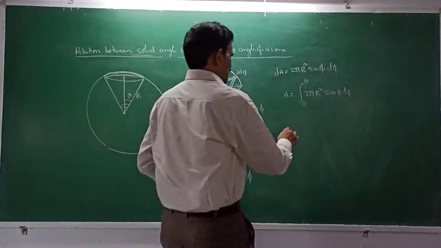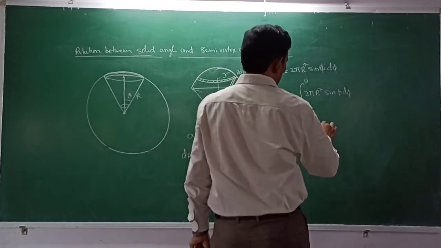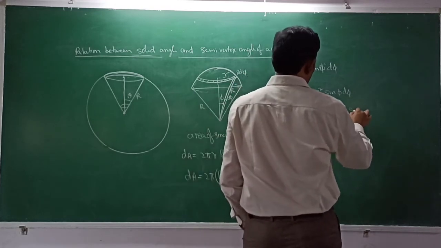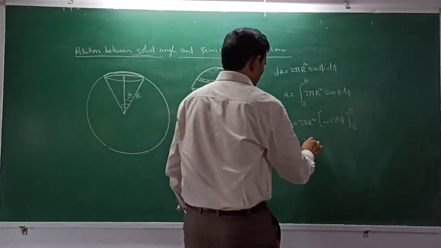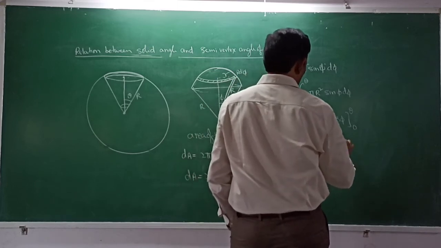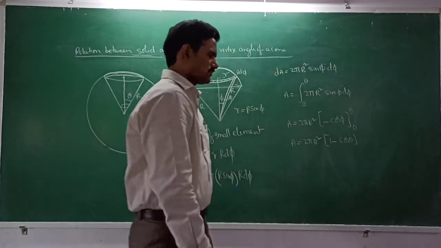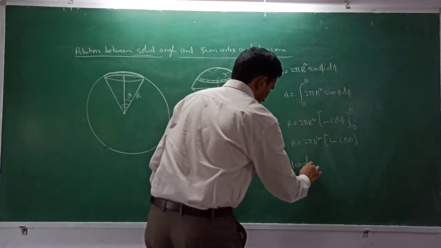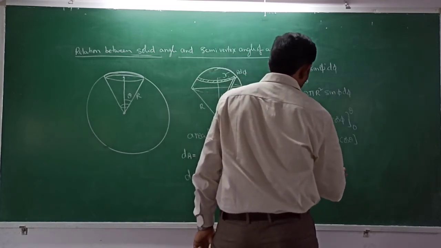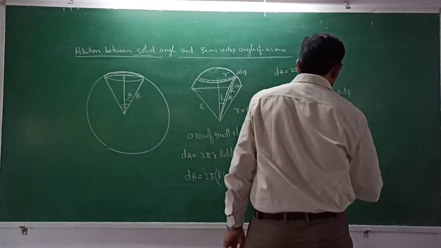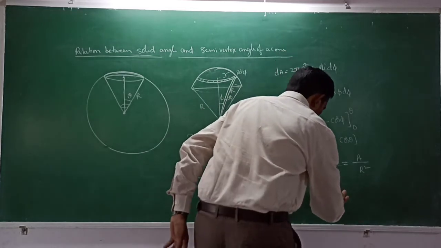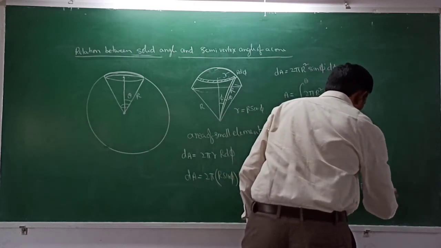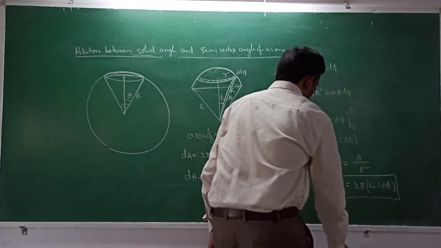Now let us integrate this expression. 2 pi R square into the integral of sine phi is nothing but minus cos phi, and the limits are from 0 to theta. So the area we can write as 2 pi R square into 1 minus cos theta. Right? Now let us write the solid angle definition. The solid angle d omega is equal to A by R square. Therefore d omega is equal to, R square will be cancelled, 2 pi into 1 minus cos phi, sorry, cos theta.